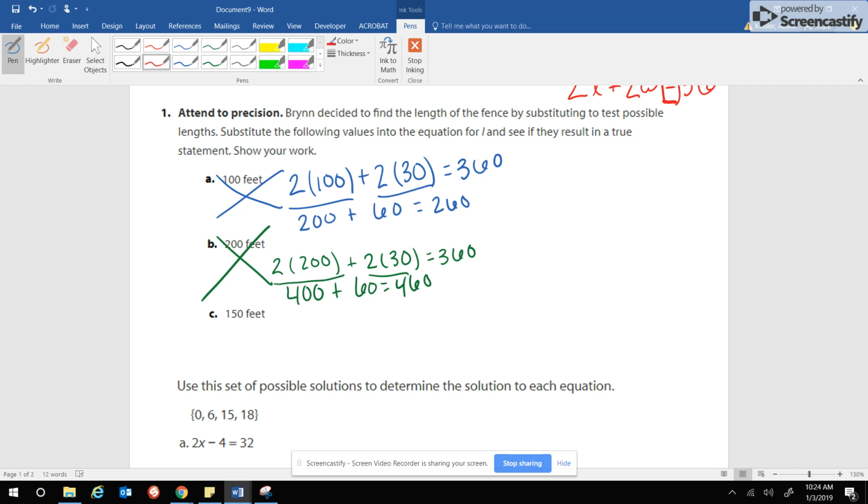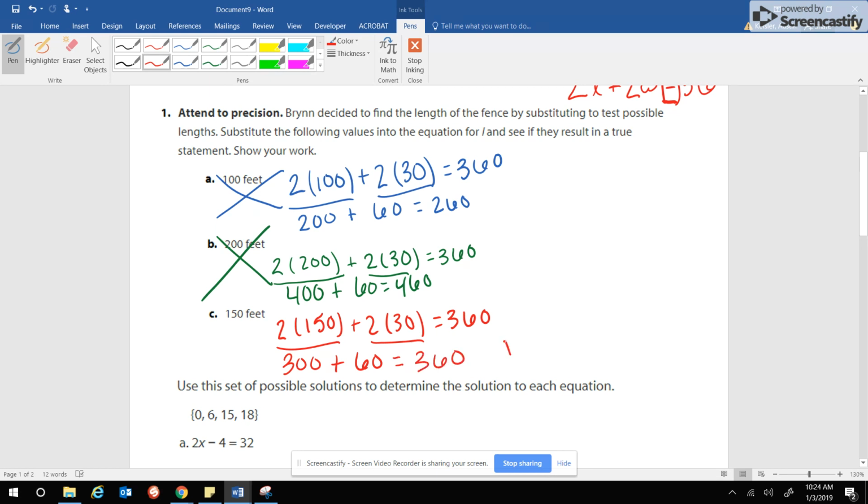All right, our last one right here is 150. So I'm going to do 2 times 150 plus 2 times 30 equals 360. 2 times 150 is 300, plus 2 times 30 is 60, and 300 plus 60 equals 360. So that's telling me that if she's going to have a width of 30 feet, the length of the enclosure has to be 150 feet.